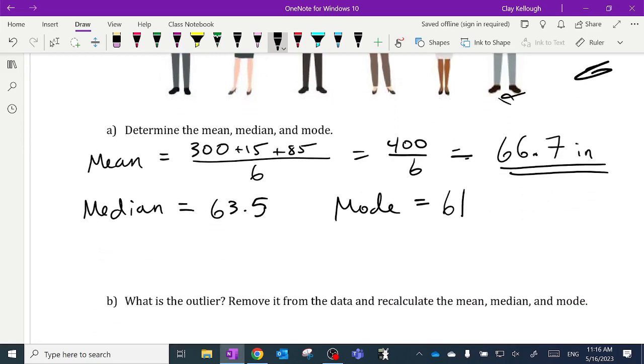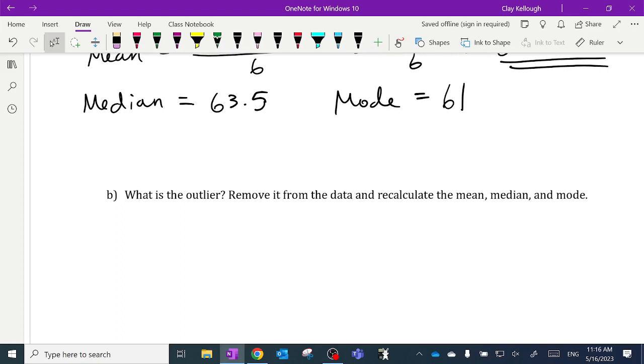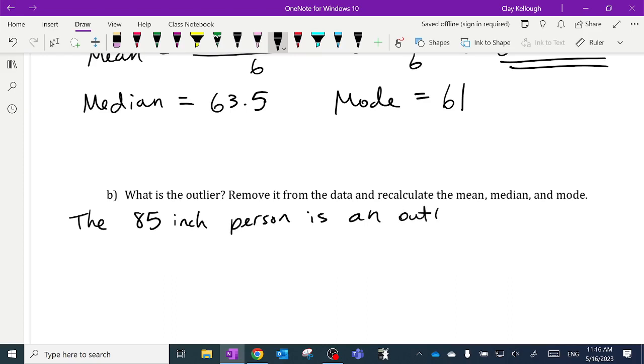So what's the outlier in this data? The 85-inch person is an outlier, significantly taller than the rest of the data.